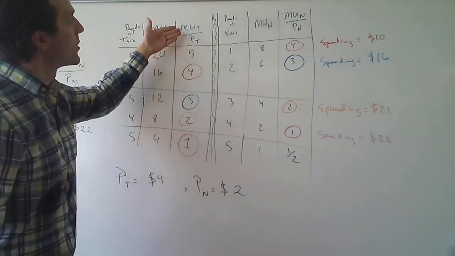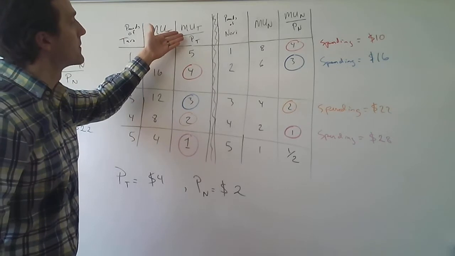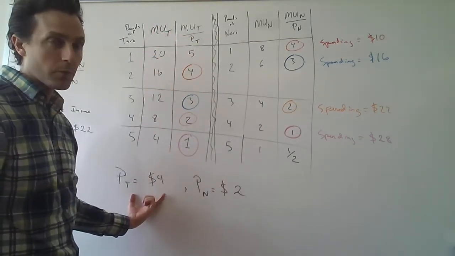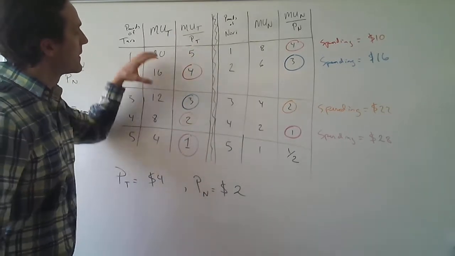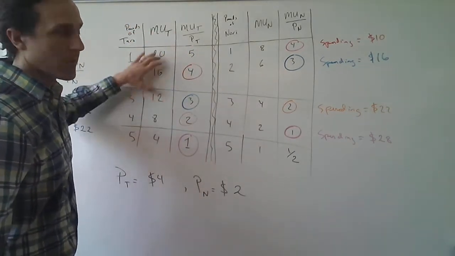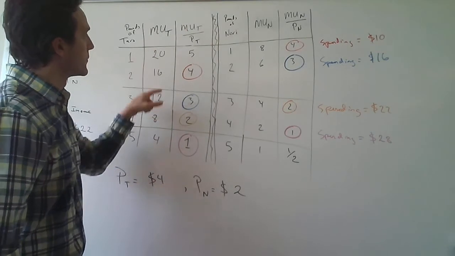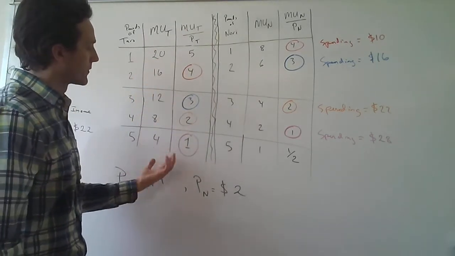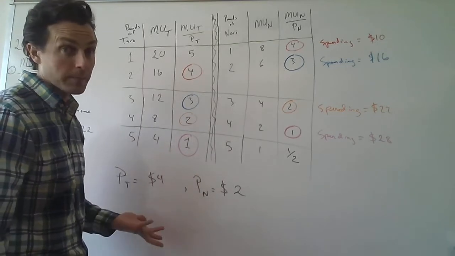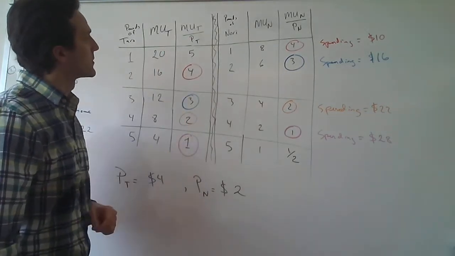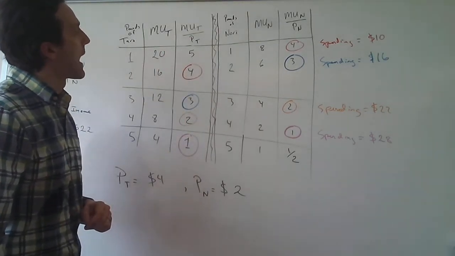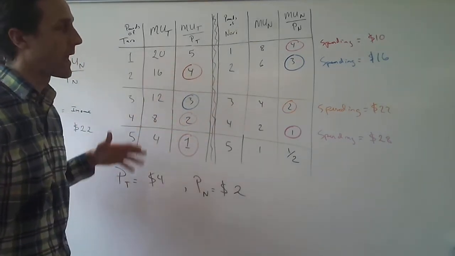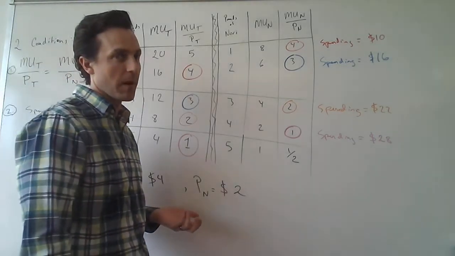And then here in this column, we have marginal utility per dollar, right? So it's marginal utility of taro divided by the price of taro. Again, the price of taro is 4. So this column here is essentially taking the marginal utility column and dividing by 4. So 20 divided by 4 is 5, 16 divided by 4 is 4, and so on and so forth. 4 divided by 4 is 1. So these are all the marginal utilities per dollar for the different levels of taro, right? Different number of pounds of taro that the consumer would be buying.